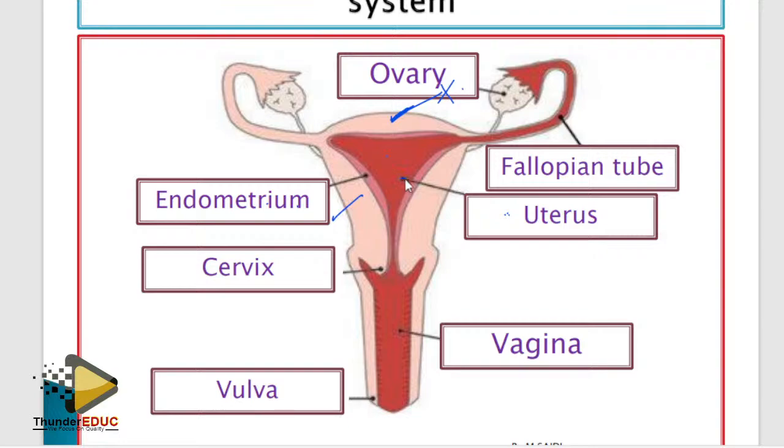If the arrow is pointing here on the lining of the uterus, which you call the endometrium, then call it endometrium. When it is inside here, call it uterus, or you can call it uterine cavity. It still is fine. When it's pointing here, call it uterus. If you call it uterine walls, it still is fine.